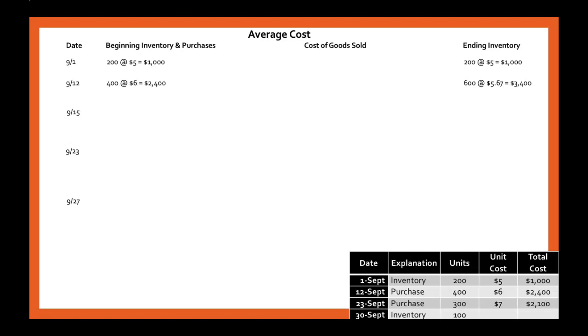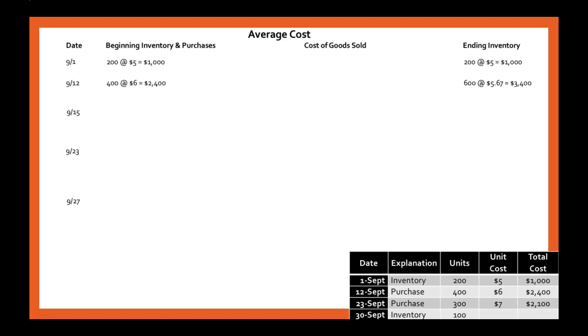How do we get that? Well, we take a look back on the 1st. In our ending inventory, we had inventory worth $1,000. Then we purchased on the 12th inventory worth $2,400. So 1,000 plus 2,400 gets you 3,400. So if you're writing this out on paper, you would have 600 at, then you would leave some space, put an equal sign, 3,400. Now we need to find this average unit cost.